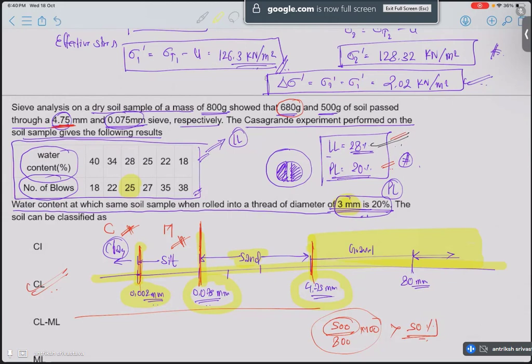See, this was a very good question because it combined the theory of the Casagrande apparatus, plastic limit, and the normal grain size distribution. Right, so it's a very good refresher question.